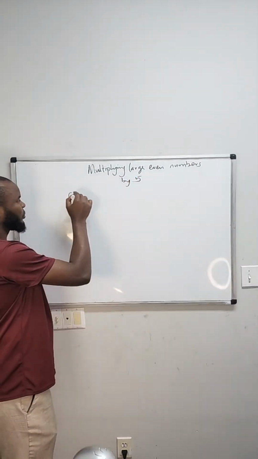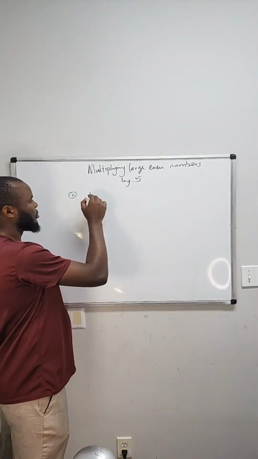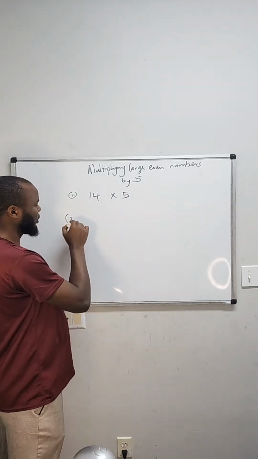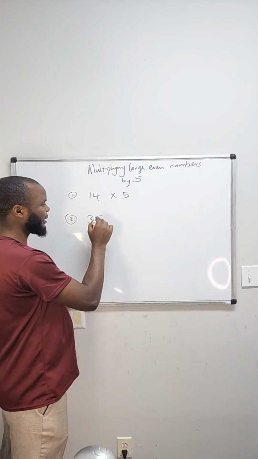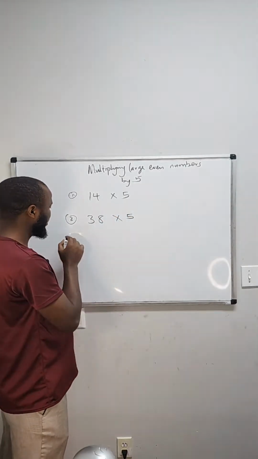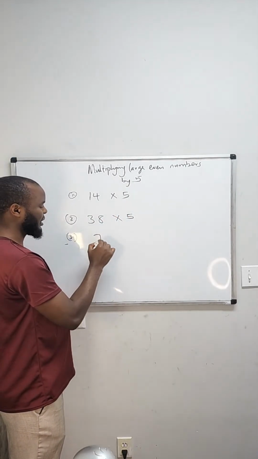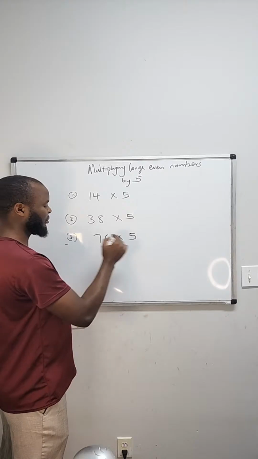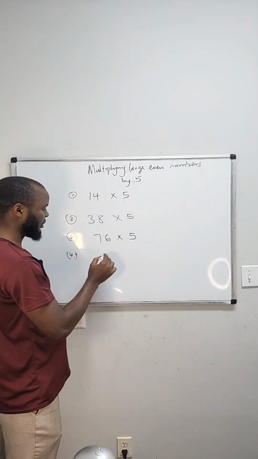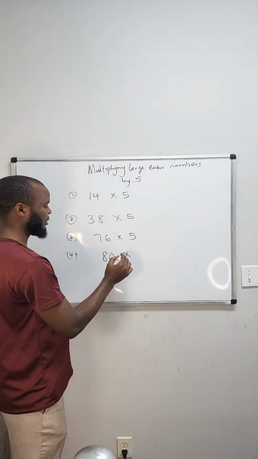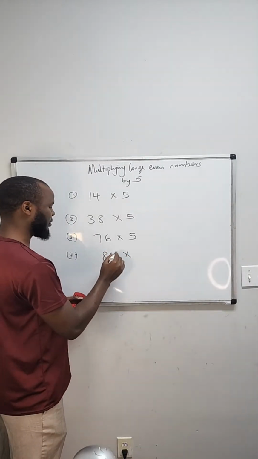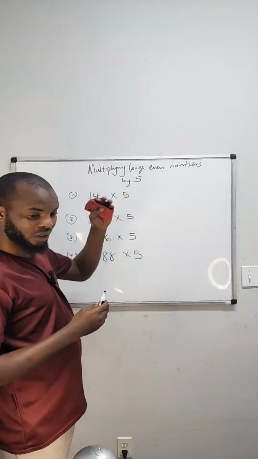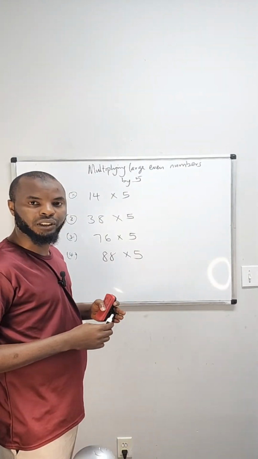For example, here we have 14 times 5. Here we have 38 times 5. Here we have 76 times 5. Here we have 88 times 5. How can we do this? Here we want to talk about the multiplication trick that you can use to do this.